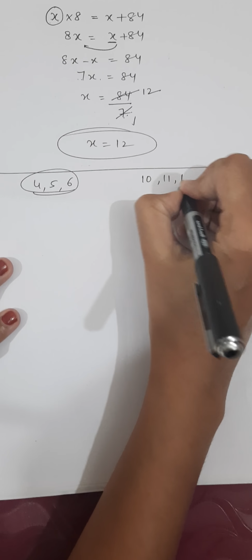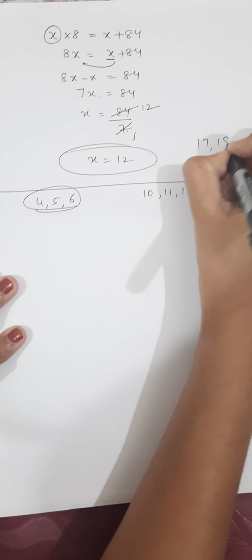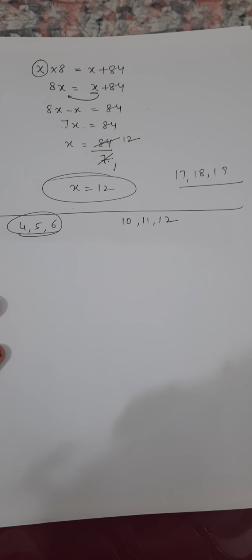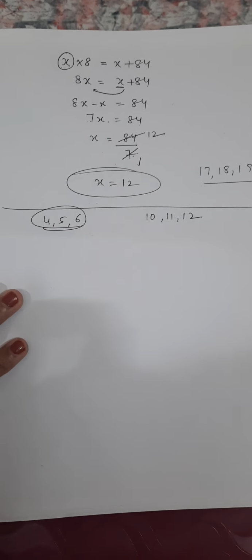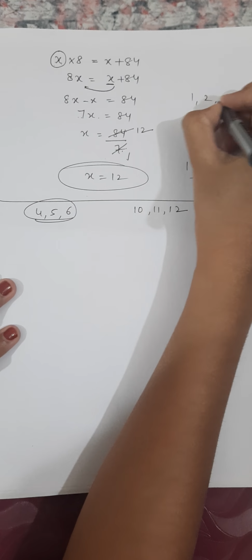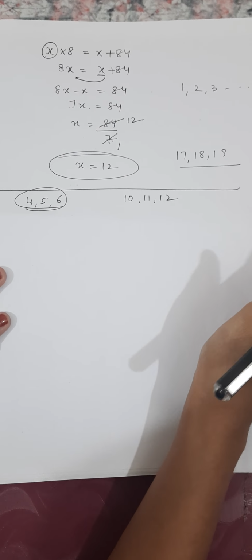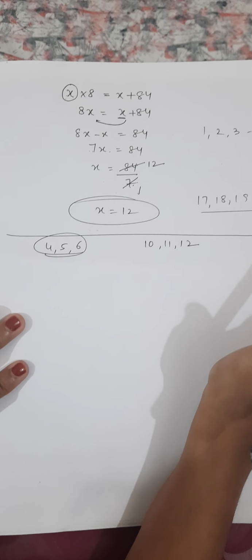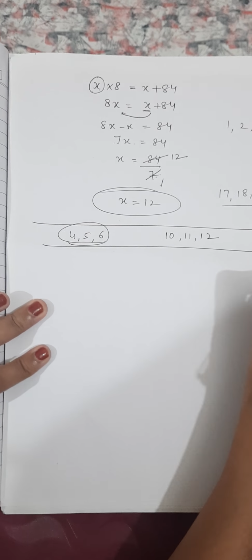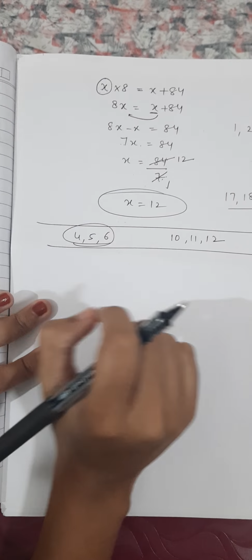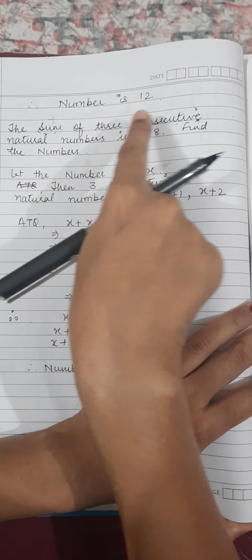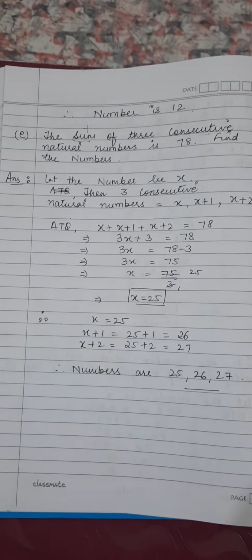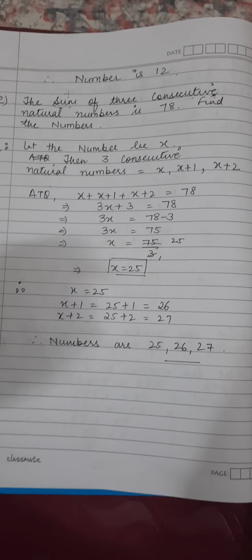10, 11, 12. These are consecutive numbers. 17, 18, 19. One after the other. So these are called consecutive numbers. And natural numbers, you know, are the numbers starting from 1, 2, 3 and so on. So all have to be positive, and no zero has to be included. That's the meaning of natural number. But we don't know what the numbers are. I have just given you the example. Now the sum of 3 consecutive natural numbers is 78. Find the numbers. We don't know what the first number is, right?